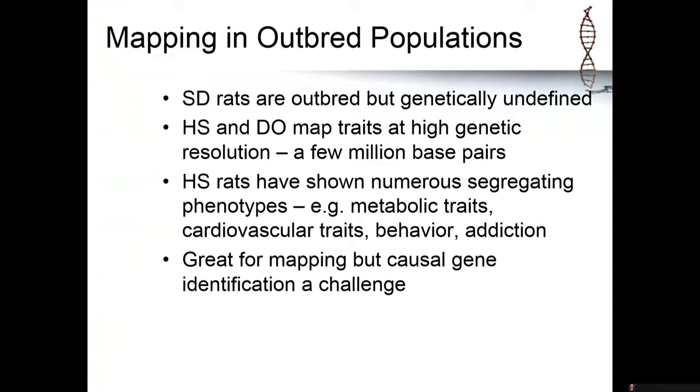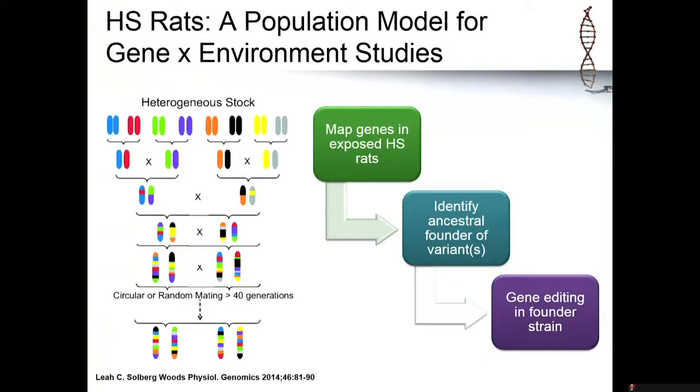It's great for mapping, but your causal gene identification is still a challenge because you're working now with a population. So one thing you may be able to do is map your genes in exposed rats or in the exposed mice that are population based. Then you can informatically go in and look to see what is the identity of the ancestral founder, and then go back and do your gene editing in that strain.